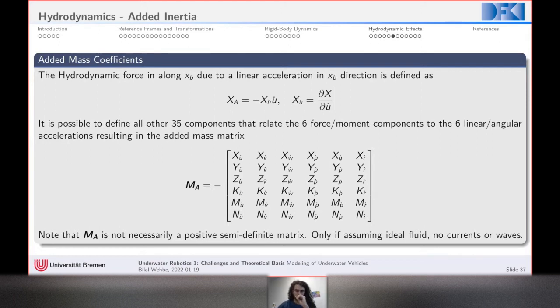So yeah, exactly what I was just saying here. This added mass matrix is not positive semi-definite. However, we can assume it is positive semi-definite if the fluid is ideal, so if it has a fixed density, no currents or waves, and the body has certain symmetries.